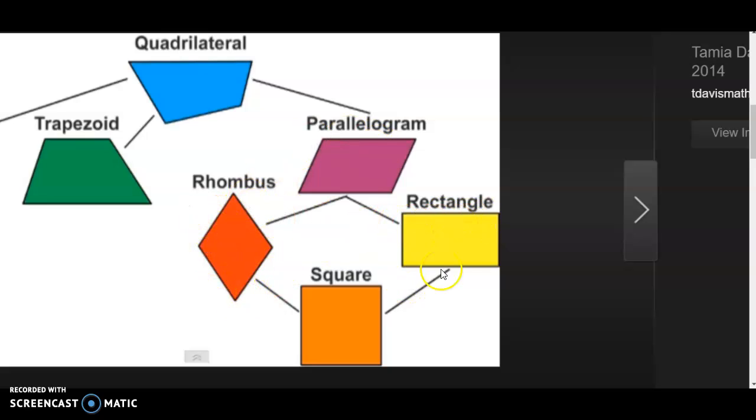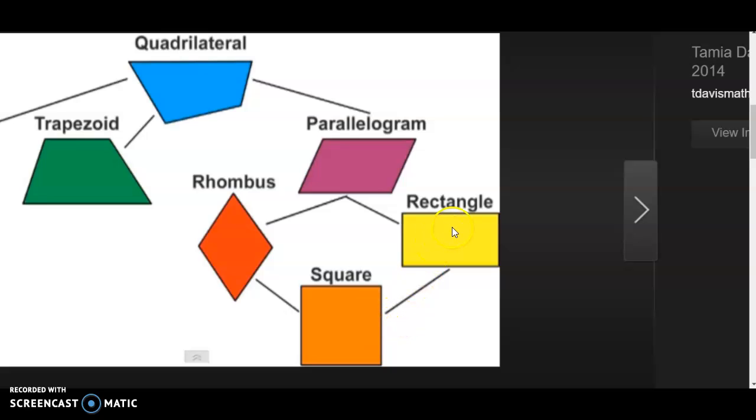Then we've got a rectangle, which is a special parallelogram because it has four right angles. So it's still a parallelogram and it's still a quadrilateral, but it gets its special name because it has four right angles. And then we've got the most special guy of all down here, the square. The square gets its own special name because it has four sides that are the same length, it has four right angles, and it has two sets of parallel sides.